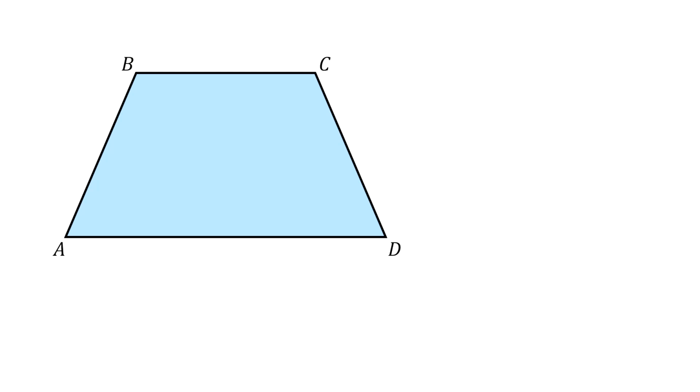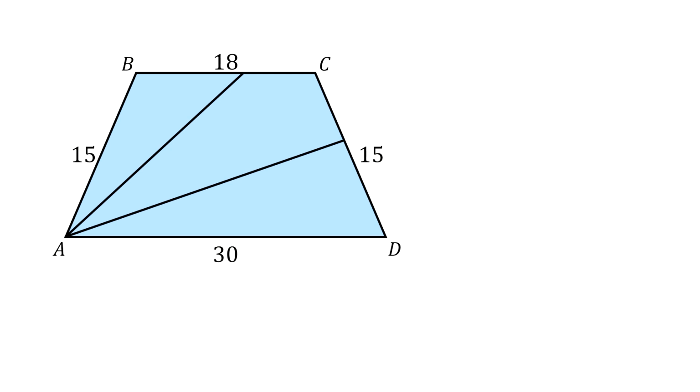The trapezoid ABCD is isosceles, and the length of each leg is 15. The length of AD is 30, and the length of BC is 18. From vertex A, we draw two line segments that intersect sides BC and CD, and the distances from the points of intersection to vertex C are X and Y.